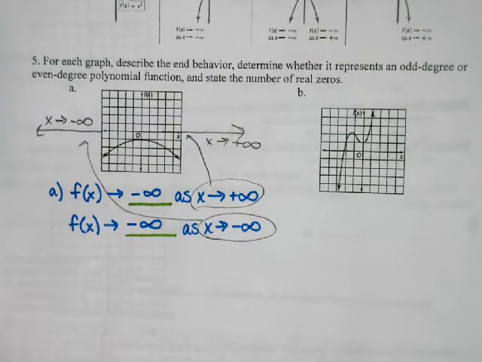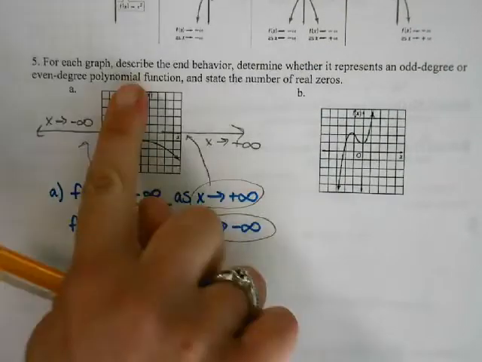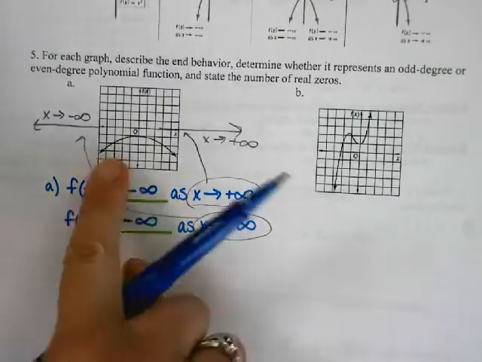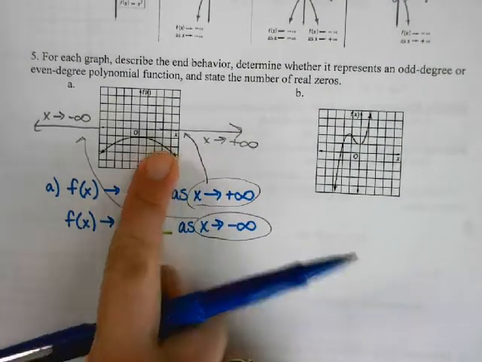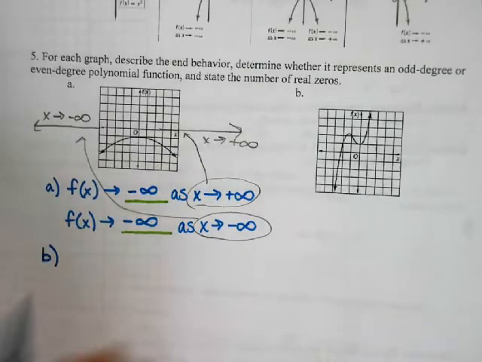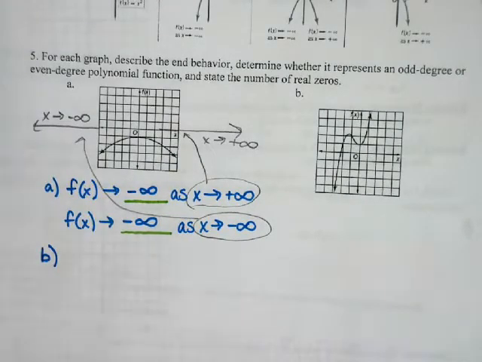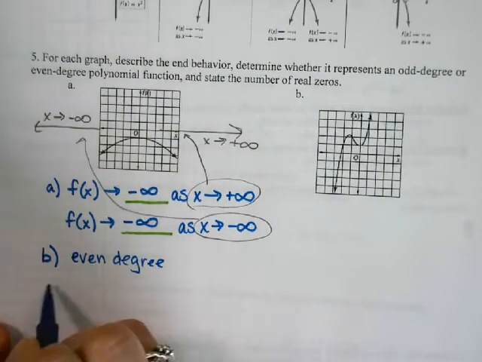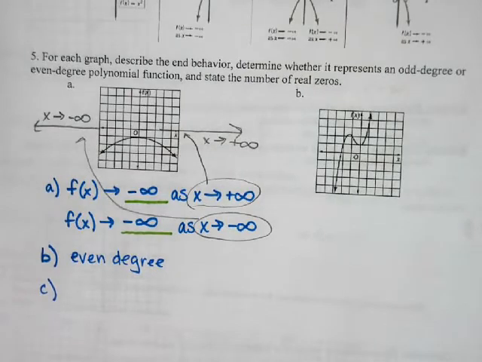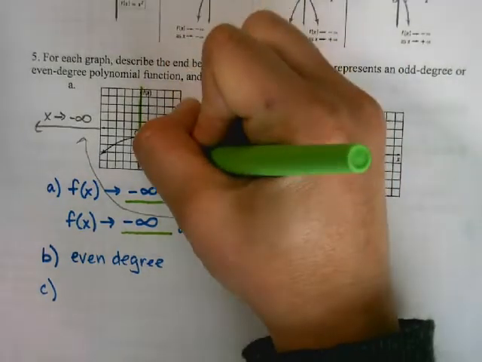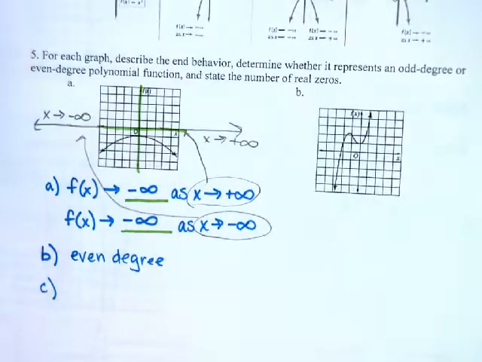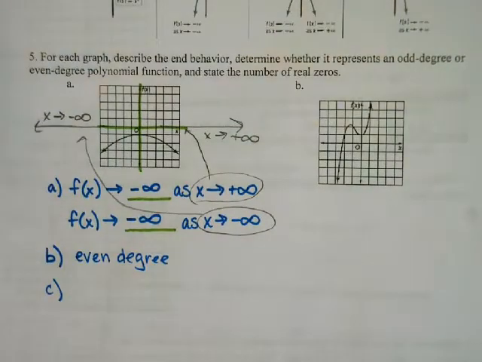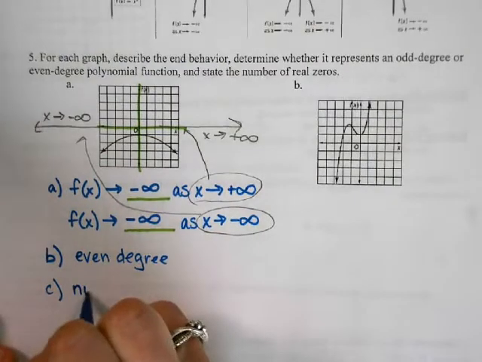Okay, so there was a couple more parts to this guy. So it says describe the end behavior. So we did that. Is this guy an odd degree or an even degree? Even. The arrows are going in the same direction. So this guy's an even degree. And then it says state the number of real zeros. So the number of times it crosses the x-axis. It's kind of hard to see. Does he cross the x-axis at all? No, that guy has imaginary roots. So this guy would be no real zeros.